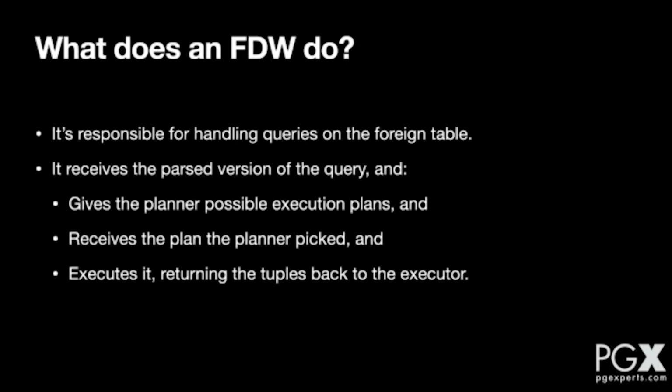So what does the FDW actually do? It's responsible for handling the queries on the foreign table. So when the client issues a query that touches a foreign table, a lot of things happen, but ultimately the foreign data wrapper gets called to say, I'd like some data this way. It doesn't get the SQL, and this is very important. It does not get the raw SQL of the query at any point. The FDW never sees that.